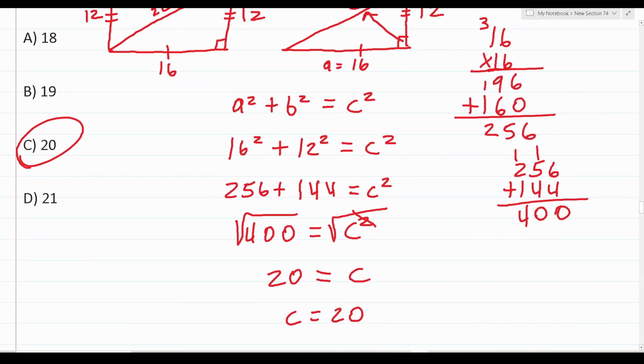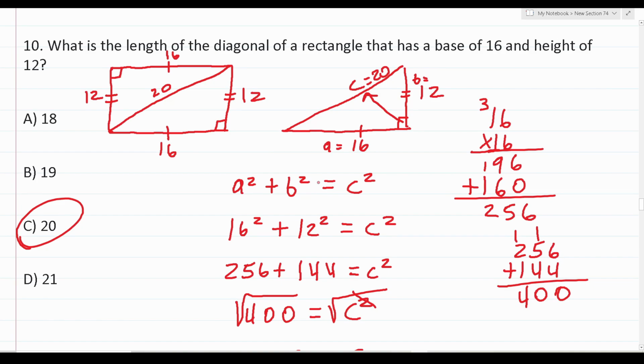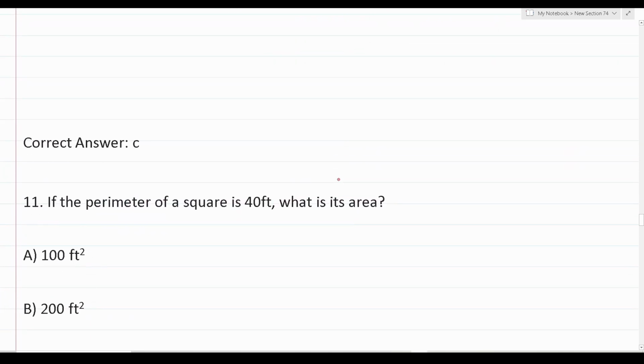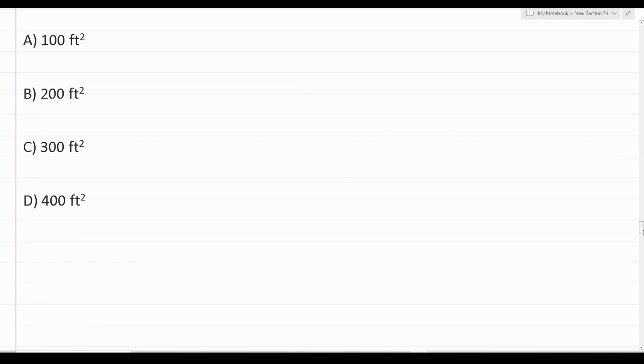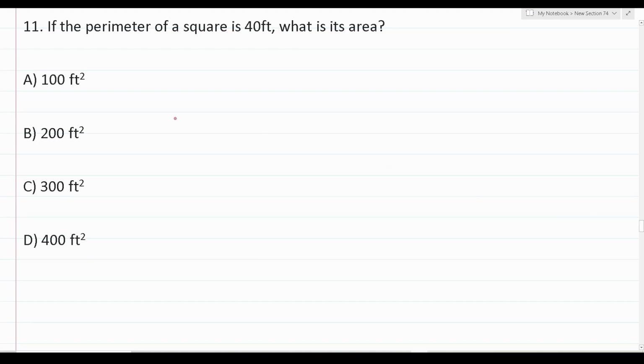Again, I think on the very first page of my reference sheet, there's the Pythagorean Theorem, so make sure you understand how to use it. All right, number 11 here says, if the perimeter of a square is 40 feet, what is its area?